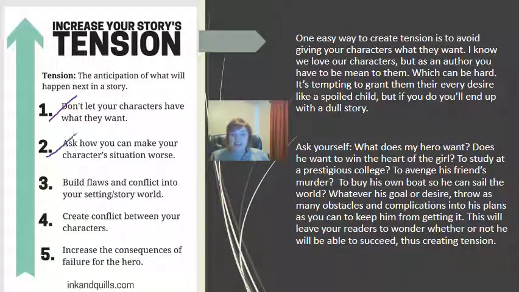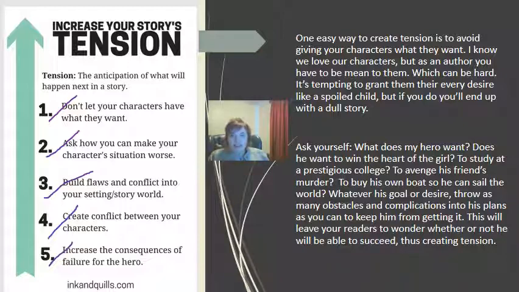Ask how you can make your character's situation worse. Build flaws and conflict into your setting, create conflict between characters, and increase the consequences. There's more tension in a story if the consequences are life or death than the consequence of dropping a cookie is not being able to eat it. You've got to up the stakes.